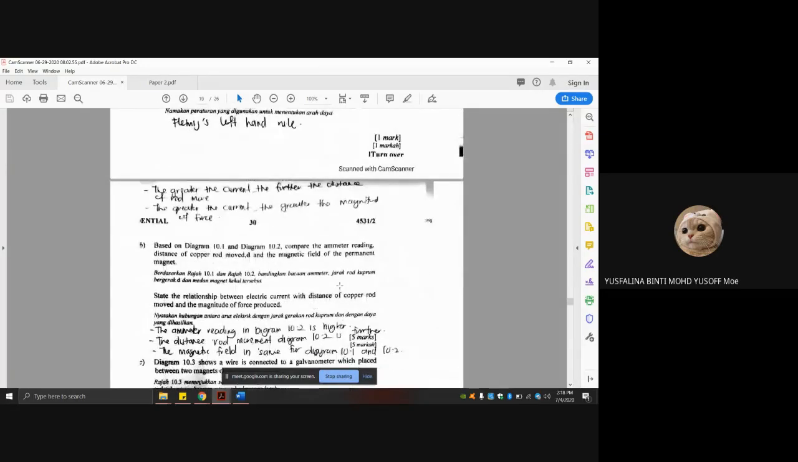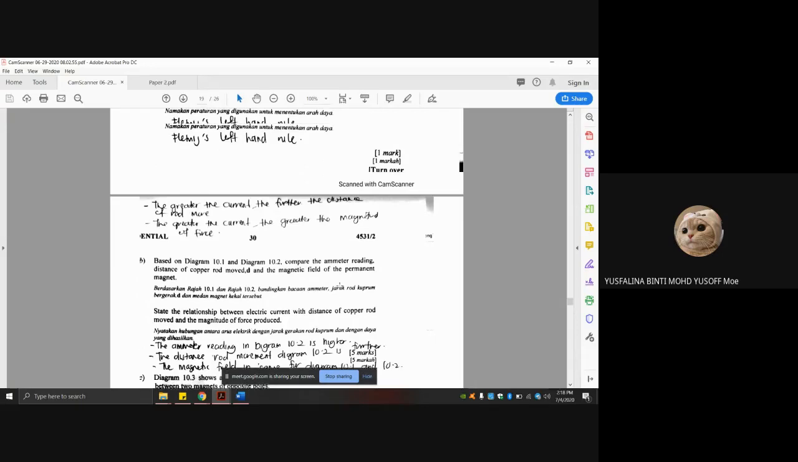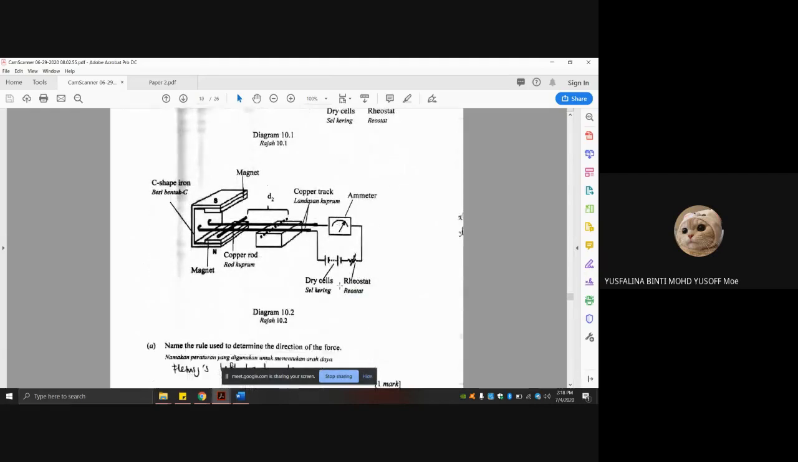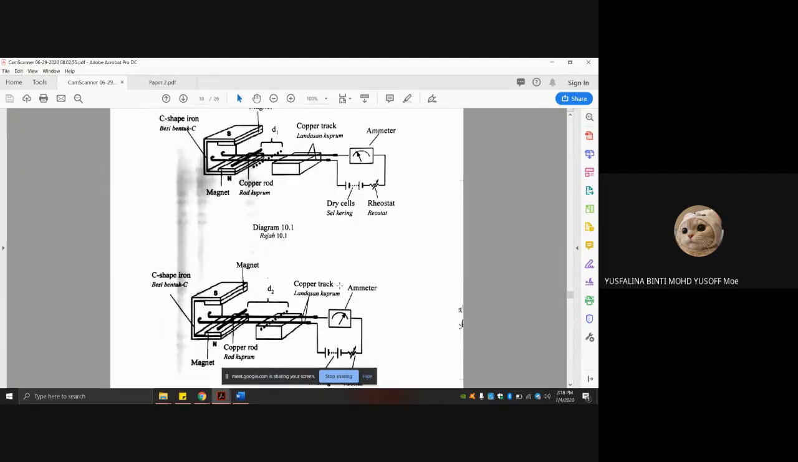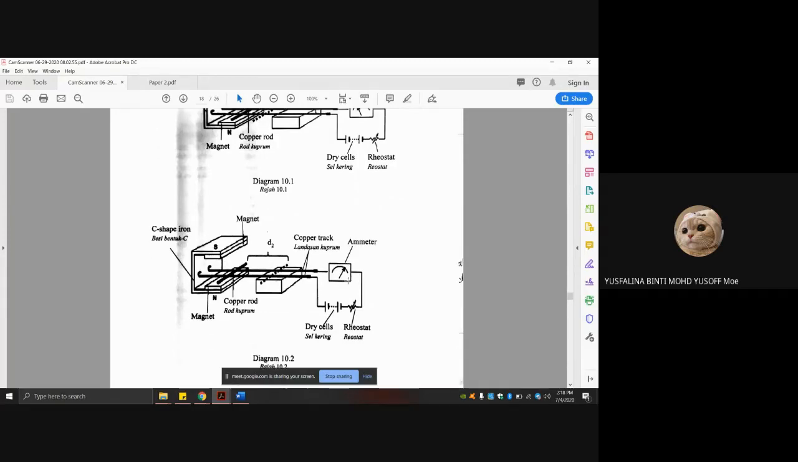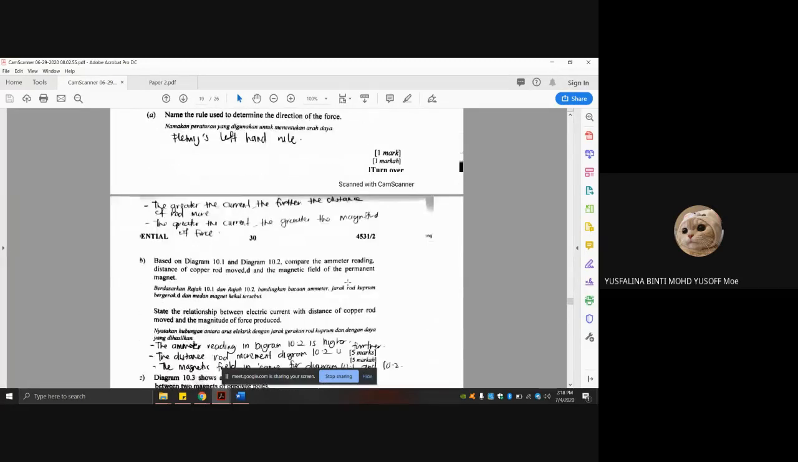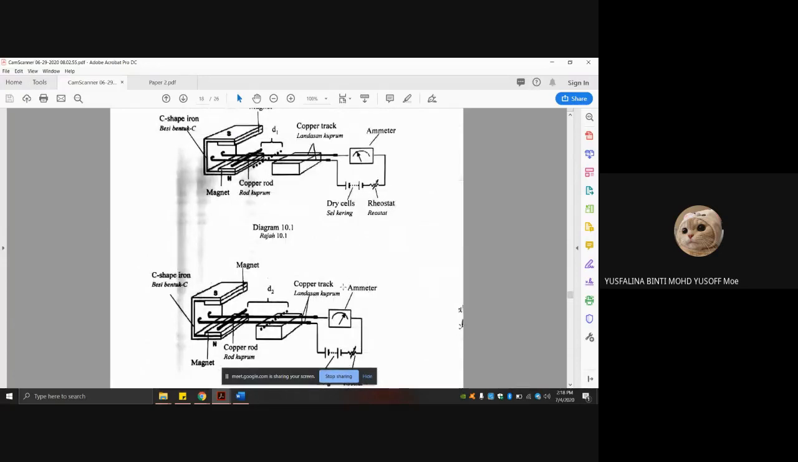The next one, based on diagram 10.1 and 10.2, compare the ammeter reading, distance of copper rod move, and the magnetic field of the permanent magnet. Of course the reading of the ammeter for diagram 10.2 is higher. The distance of rod movement in diagram 10.2 is further. You see D1 and D2 here, D2 is further than D1.